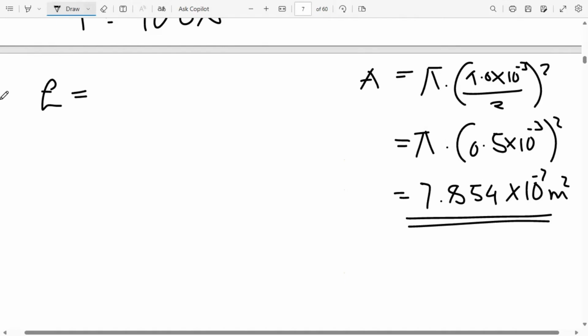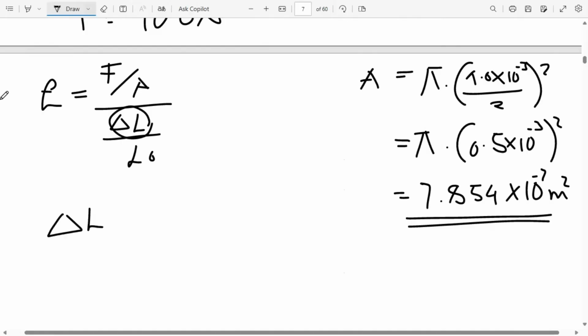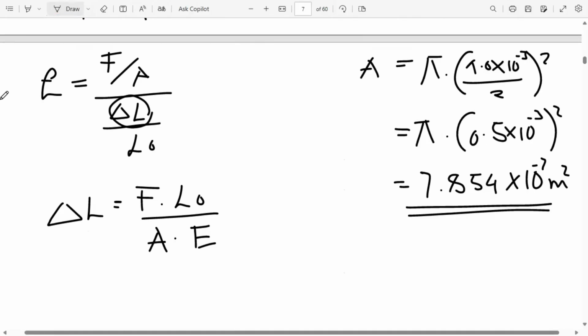We're going to say this is equal to stress over strain, of which stress is equal to force over cross-sectional area, and strain is equal to the change in length, which is the extension, divided by the initial length. So I'll rearrange this formula to make change in L the subject, and I'm going to end up with change in L equal to force multiplied by the initial length over cross-sectional area multiplied by the Young's modulus, like this.